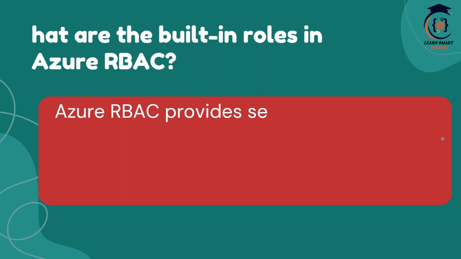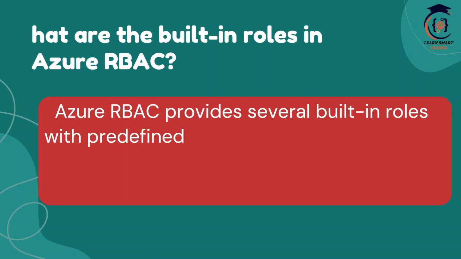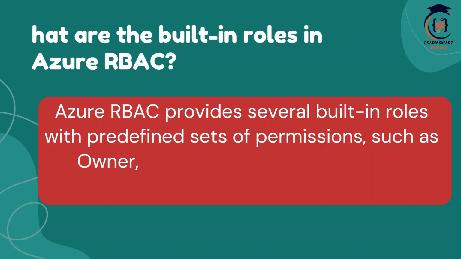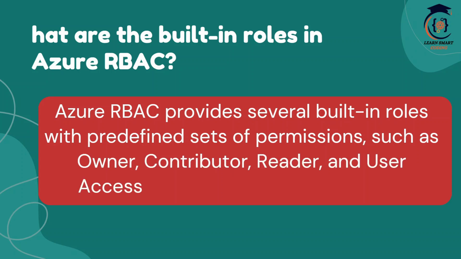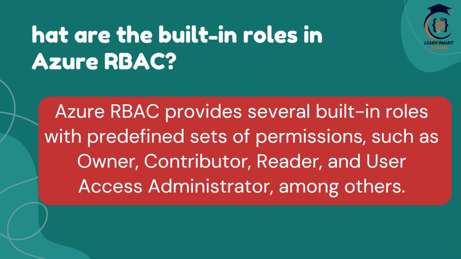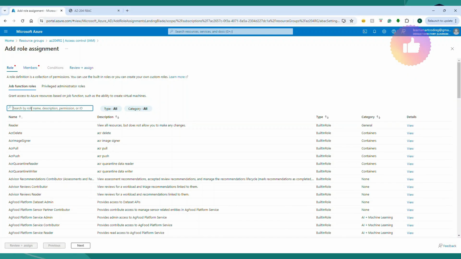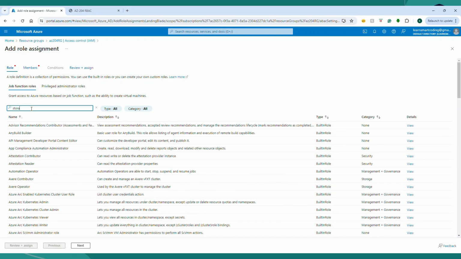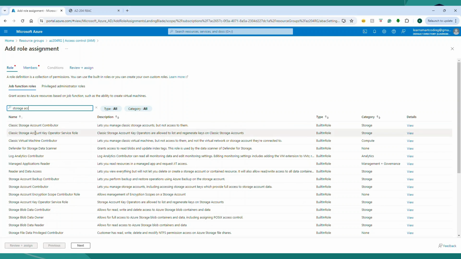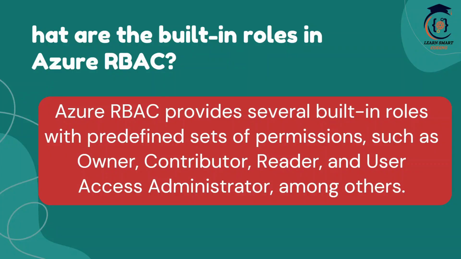All right, the next one is: what are the inbuilt roles in Azure RBAC? See, Azure RBAC has more than 525, I think 526 inbuilt roles available. Everything is at a much more granular level, and most likely you'll end up choosing an existing one unless a custom role is really required. Azure RBAC provides several built-in roles with a predefined set of permissions such as owner, contributor, reader, etc. You can choose that, and that's how you use the inbuilt roles.